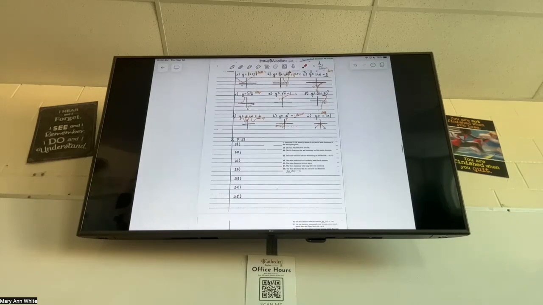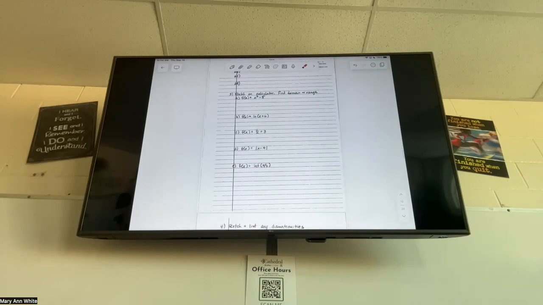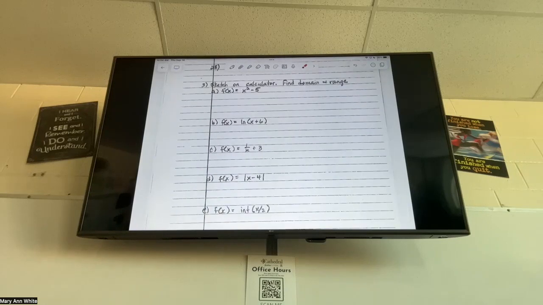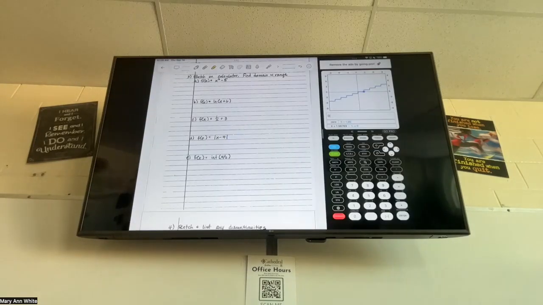So I actually want to skip number 2 for right now, and jump to number 3. It says sketch on a calculator. So we're going to graph these on your calculator, so get your calculator out. Except for letter E, I would guess you can make the assumption about what's going to happen in each graph. So get your graphing calculator up. We're going to graph, and then it says find the domain and the range. So we're going to do that together.